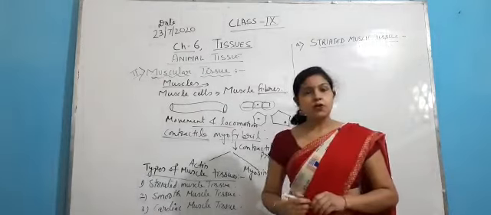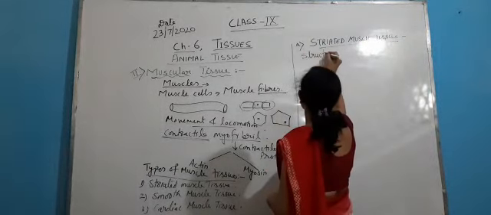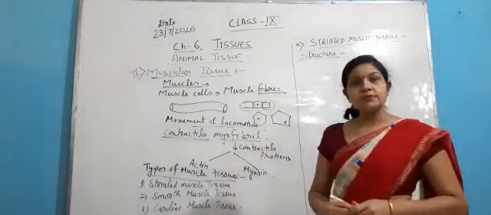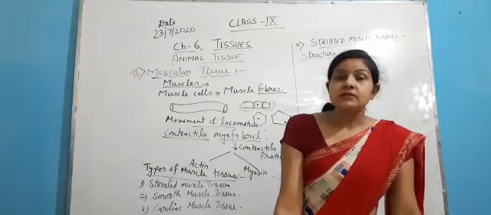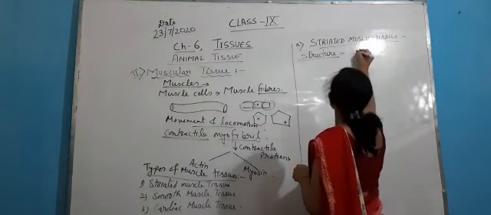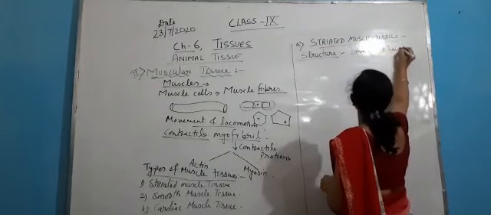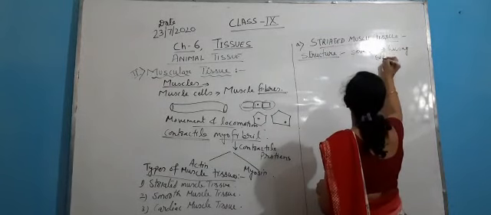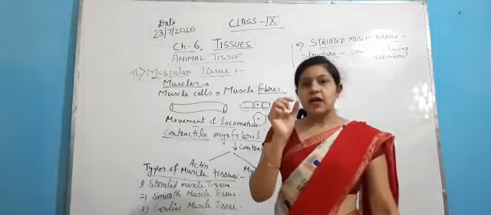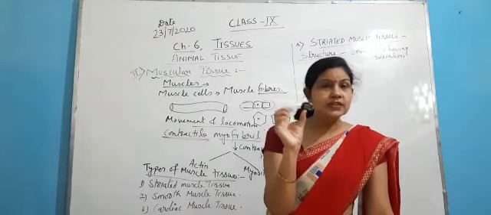Let us begin first of all with its structure. The striated muscle tissue, as the name suggests, striated. Striated, S-T-R-I-A-T-E-D, means having striations. Striations means a type of bands, a type of patches. Okay, that is called striations.